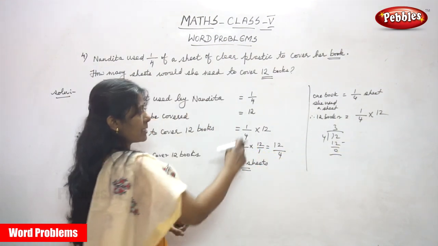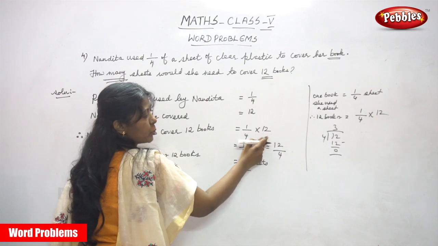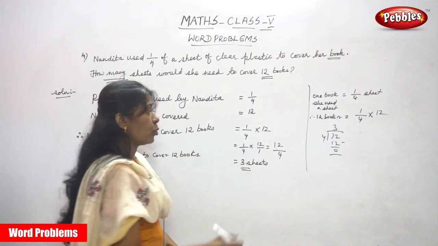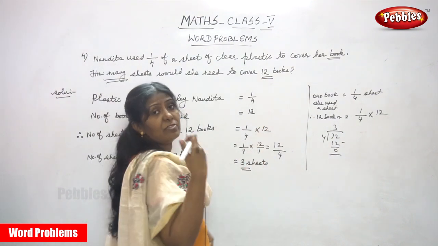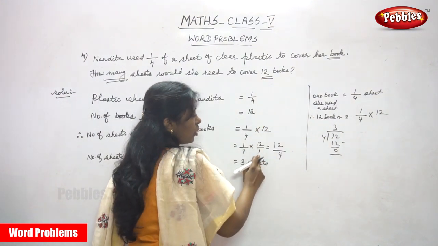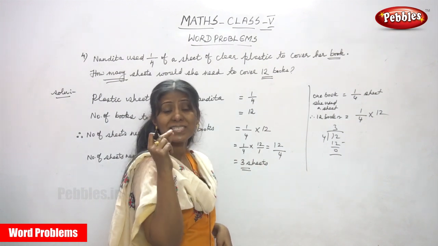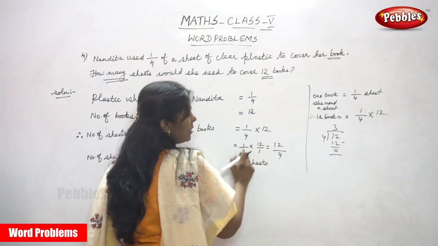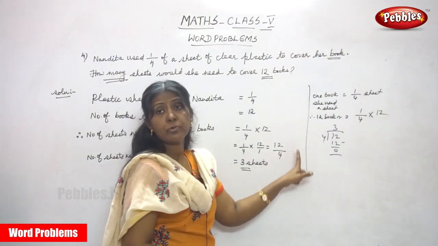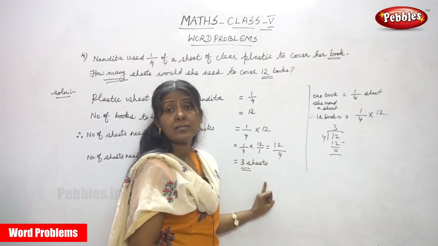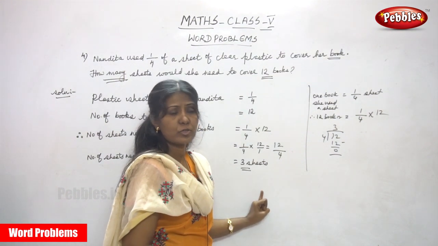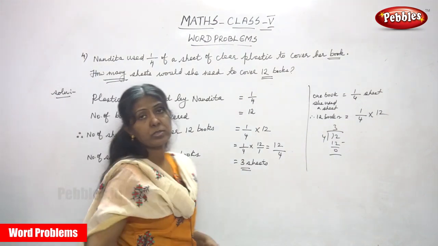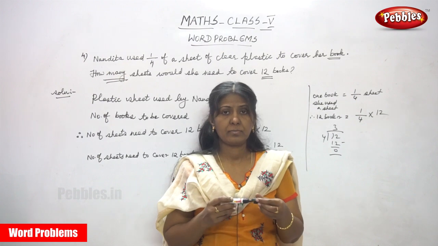So I just multiply the numbers here, 1 by 4 into 12. This is a fraction, but this is a whole number. You can't multiply directly. So you have to make this whole number a fraction, divided by 1. You must assume 1 as the denominator. So 1 into 12 and 4 into 1, you get 12 by 4. If you divide, you get the answer 3 sheets. So number of sheets needed to cover 12 books is 3 sheets. This is the answer.